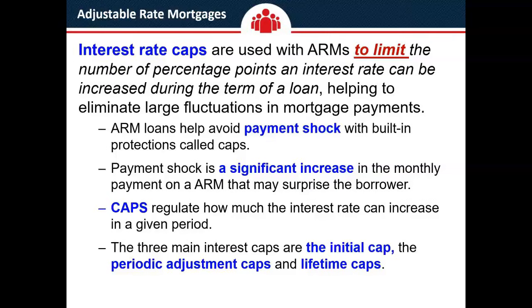The initial cap, how much can it go up the first time? The periodic cap, this is scheduled to adjust every year. How much can it go up or down each year? How much can it adjust each year? And the lifetime cap, where does it stop? Where is it actually capped out?